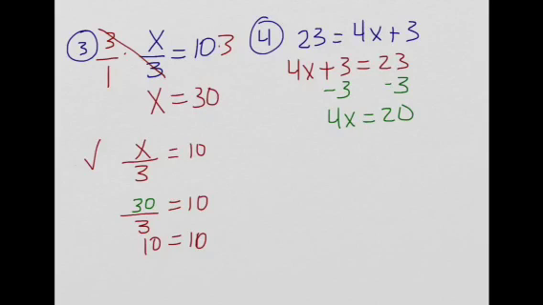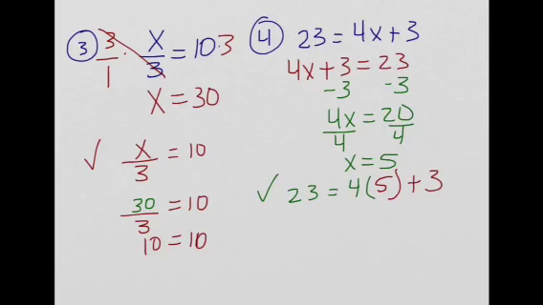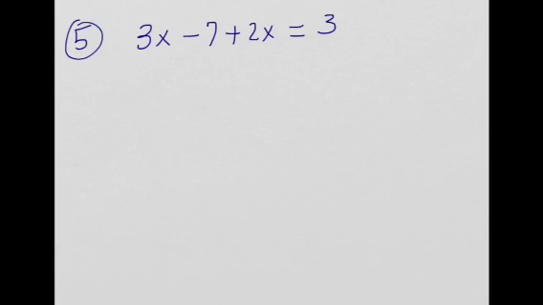Now we have to ask, what math operation is this? Multiplication. What's the opposite of multiplication? It is division. We're going to divide both sides by 4, and we get x is equal to 5. For the check, we're going to do 23 is equal to 4 times. Now we think the x is a 5, so we'll plug that in. And we're going to do 23 is equal to 20 plus 3. And now we're going to PEMDAS that side. 23 is equal to 23.